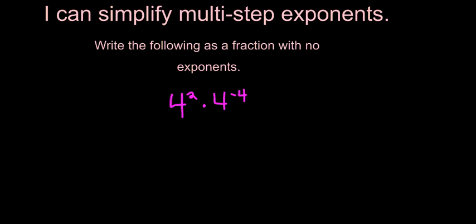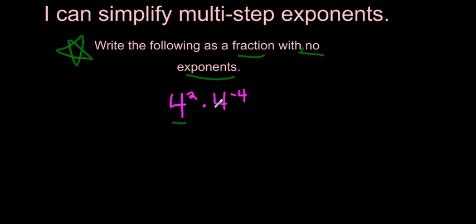When we solve problems that are multi-step with exponents, we have to make sure that we pay super close attention to the directions. Here it says write the following as a fraction with no exponents. They want us to get the exponents out, which is not a problem. So we're going to go ahead and get started.